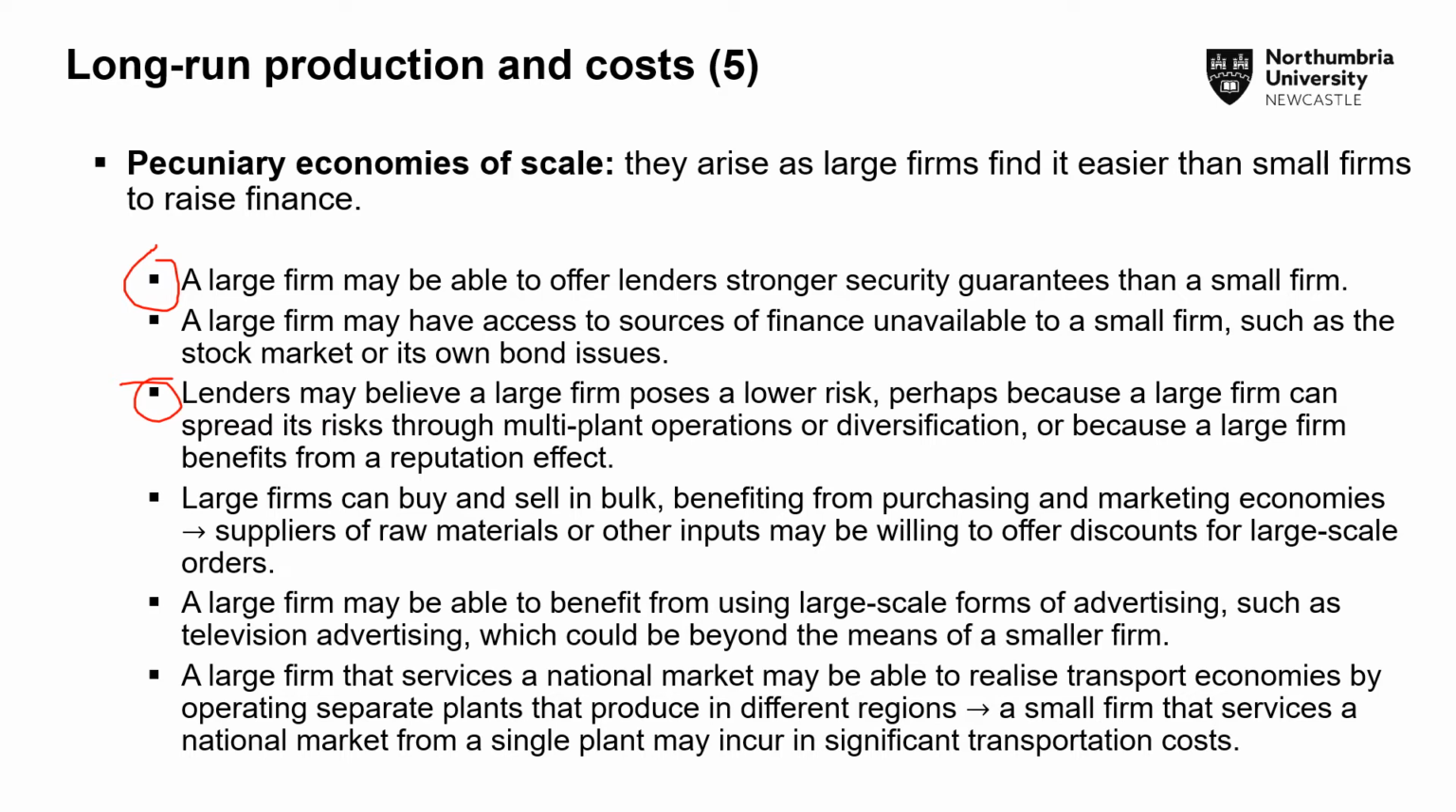Similarly, it might have multiple plants used in the production process, and the result of that is that if one of those plants goes down and stops producing output, there is another plant where it continues to produce output.